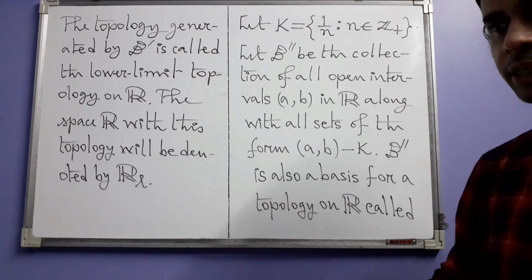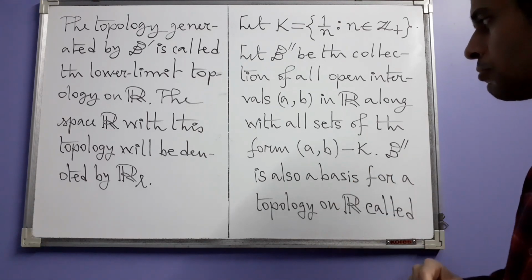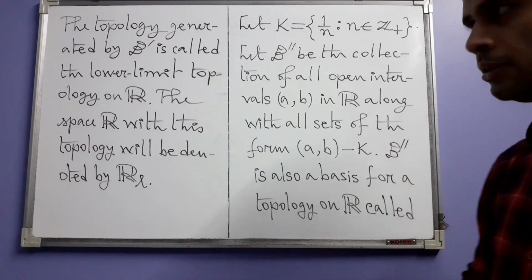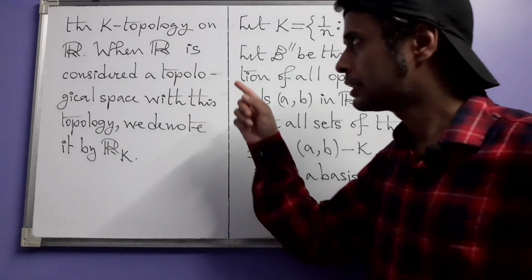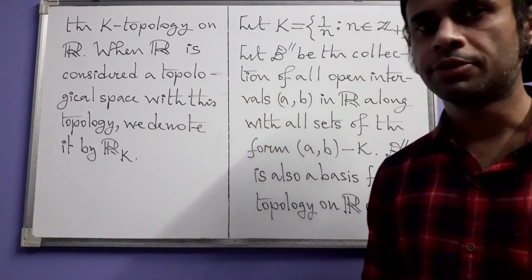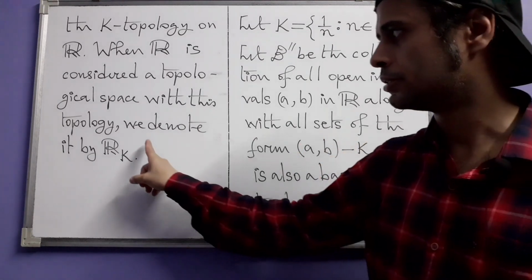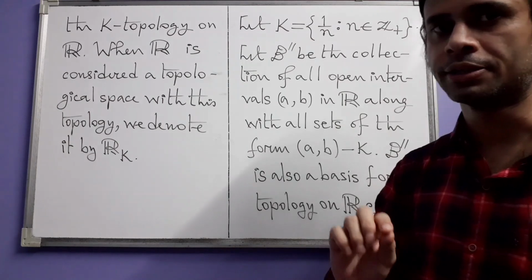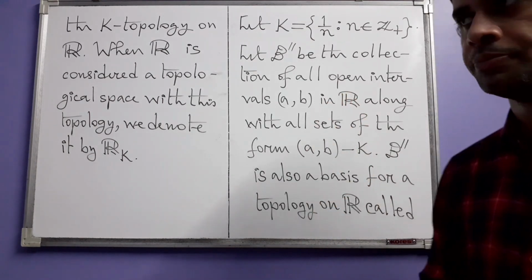I have gone through the details, so if you want you can go through the details, or you take it on faith that yes, it is also a basis for some topology on R. And this topology is called the K-topology on R. And when you consider R as a topological space with this topology, then you denote it by R suffix K, just like R_L denotes the space of real numbers with the lower limit topology.